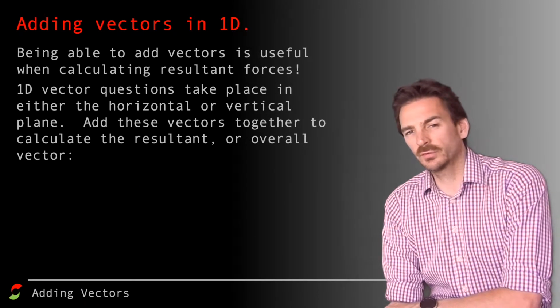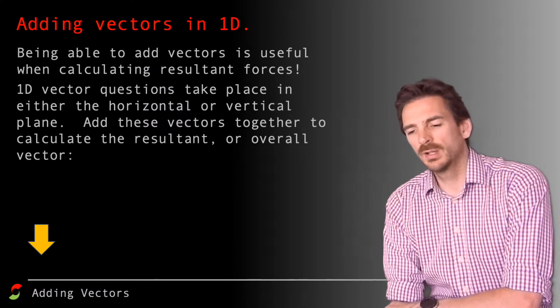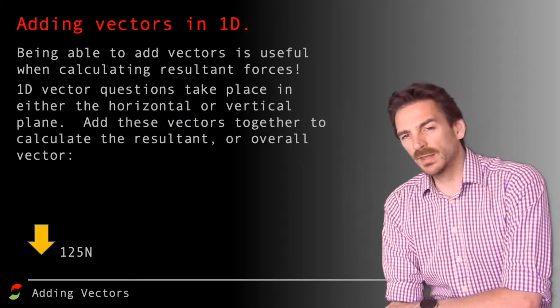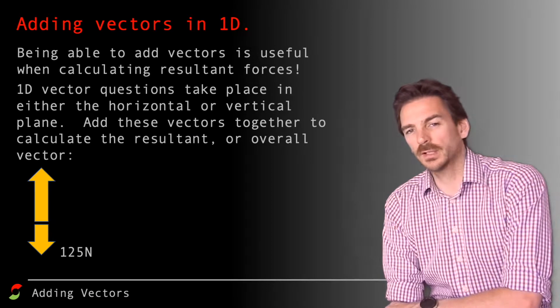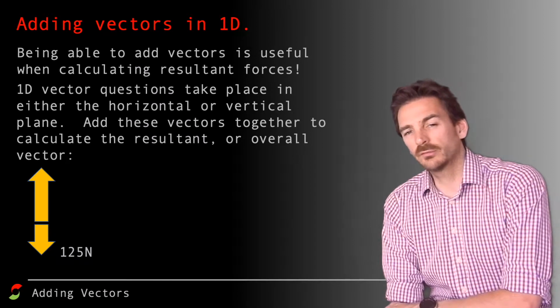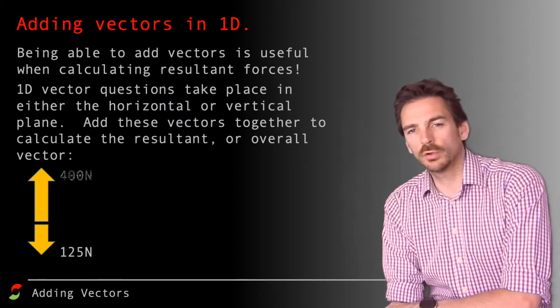So let's have a look at a vertical example. I'm going to start off with a vertical force acting down. Let's say it's worth 125 newtons. I'm going to add that vector to one that's acting vertically upwards. And again, clearly larger, and therefore the magnitude will be larger. Let's say it's worth 400 newtons.